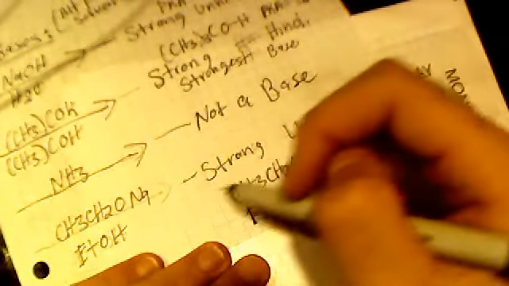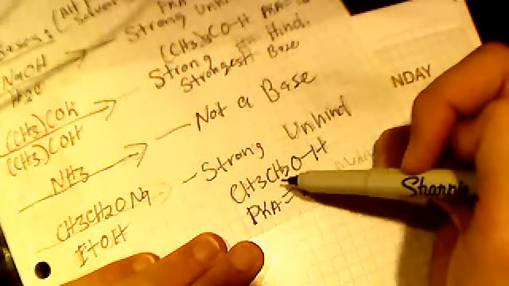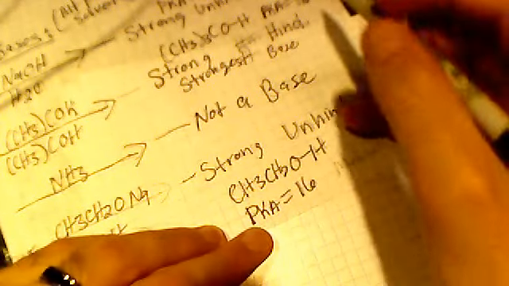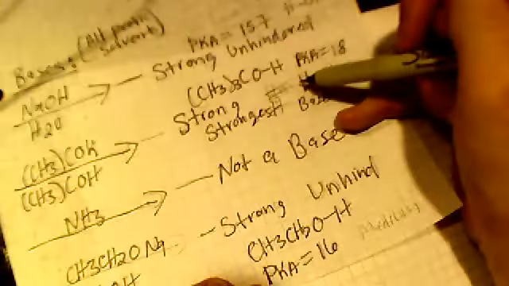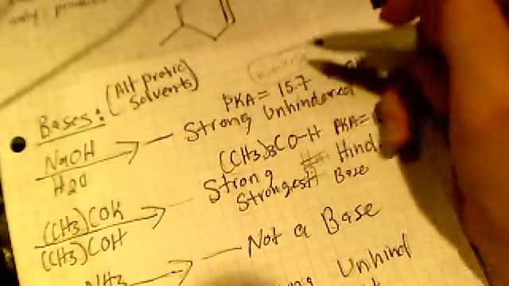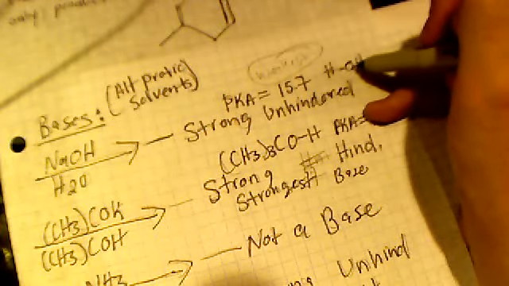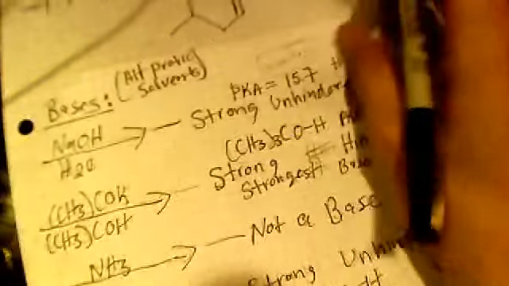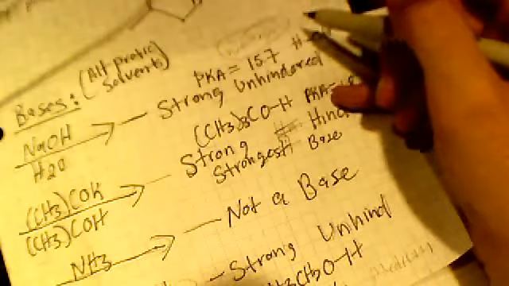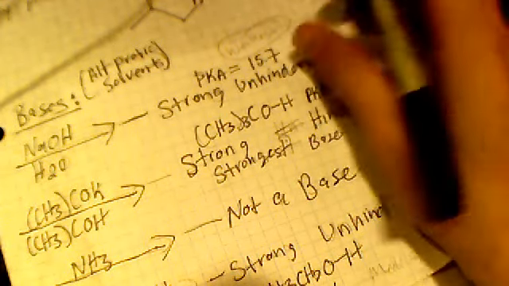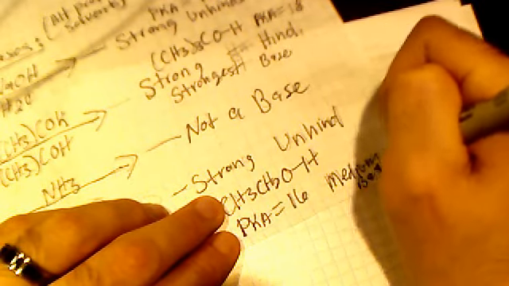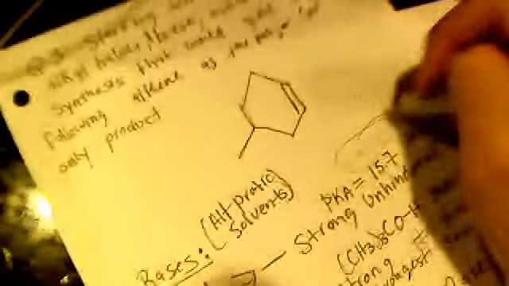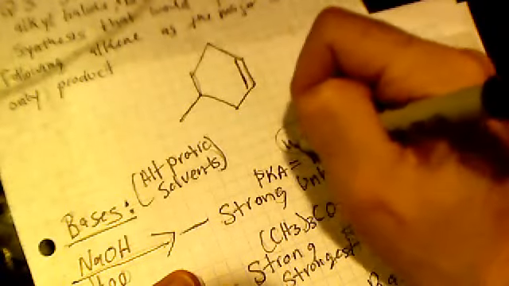Sodium ethoxide's conjugate acid has a pKa of 16, which is lower than terbutanol, but higher than water. Water is the conjugate acid of hydroxide. So it's higher than water, lower than terbutanol. So it's the medium base. And then that leaves the hydroxide ion being the weakest base.